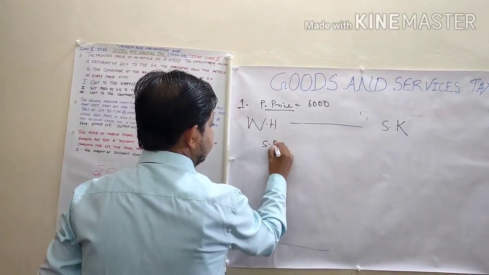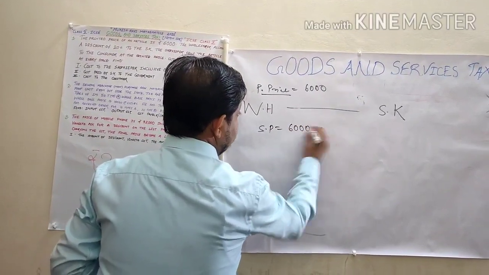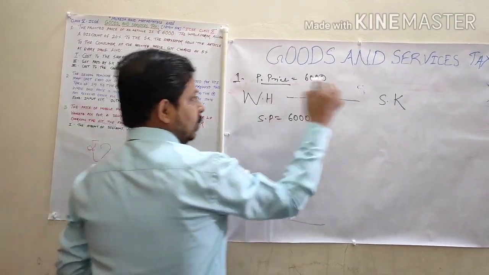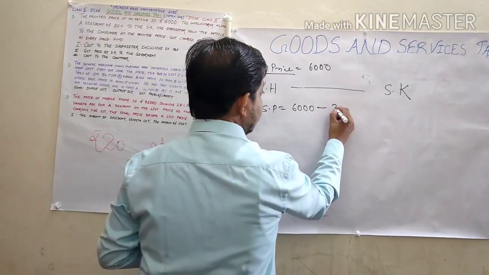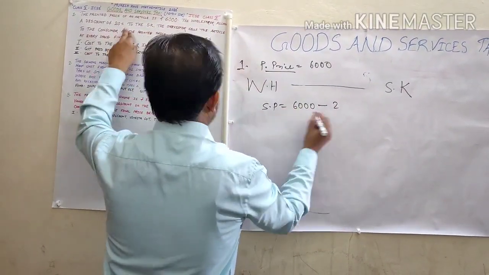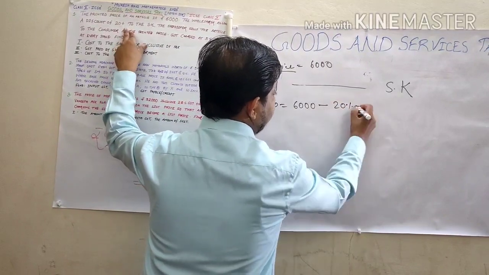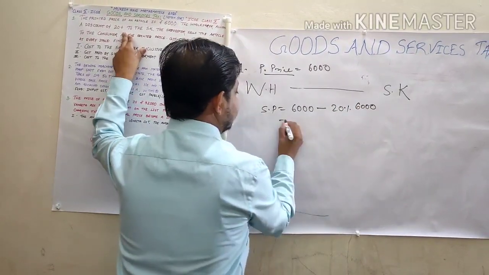Selling price: 6,000. For the wholesaler this is the selling price, for the shopkeeper it is the cost price. The selling price, cost price minus how much discount? 20%. I am reading the question. 20% of 6,000 is 1200, so 4800.